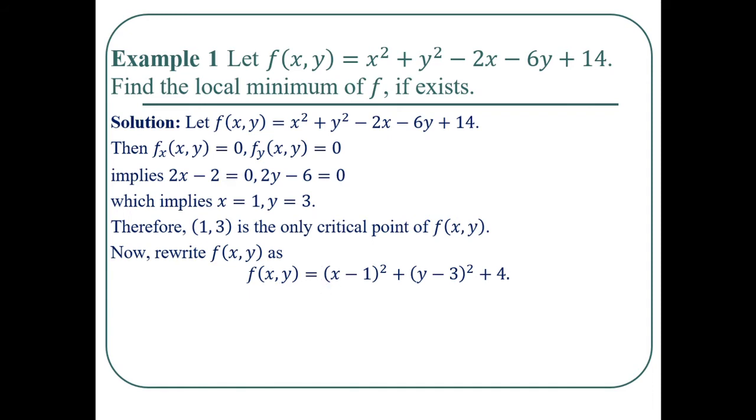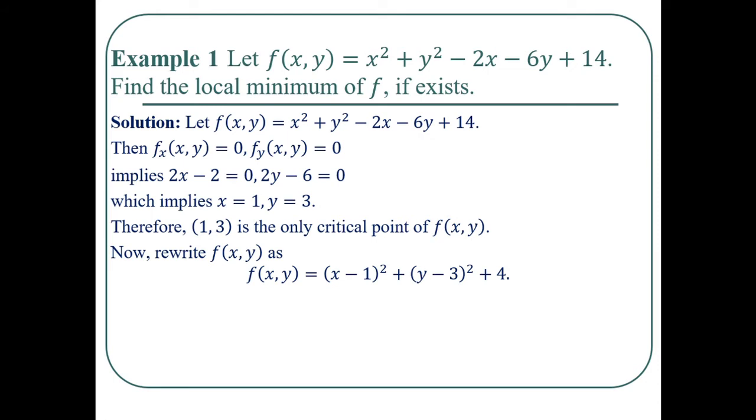Okay. So this function is said to have a local minimum, or this function is said to have minimum value 4, because this term is always greater than or equal to 0, this term is always greater than or equal to 0, and when we add these greater than or equal to 0 terms to 4, this total term f of x, y is always greater than or equal to 4. So 4 is the minimum value of the function.